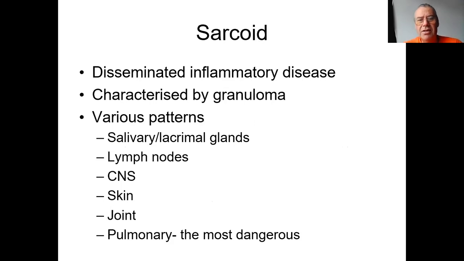Sarcoid is a good example. It's a chronic inflammatory granulomatous condition. There are various patterns that we see involving the salivary glands, lacrimal glands, lymph nodes, the CNS, joints, skin, and pulmonary. Pulmonary is the one we worry about. With pulmonary sarcoid, your survival is very poor.